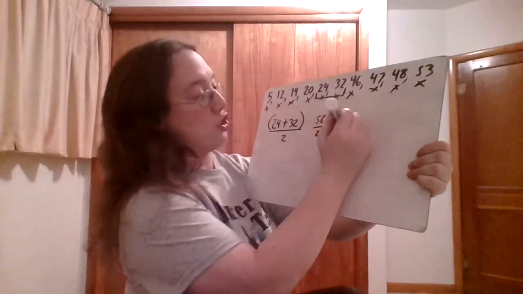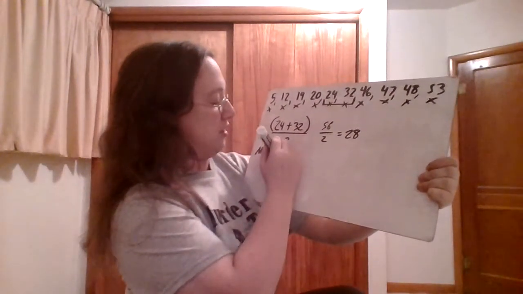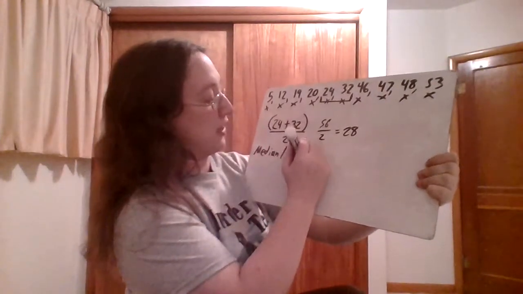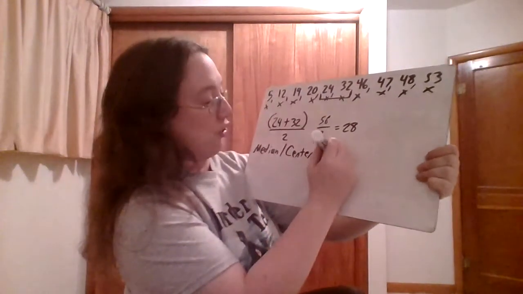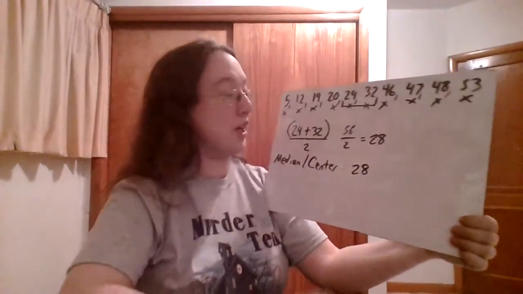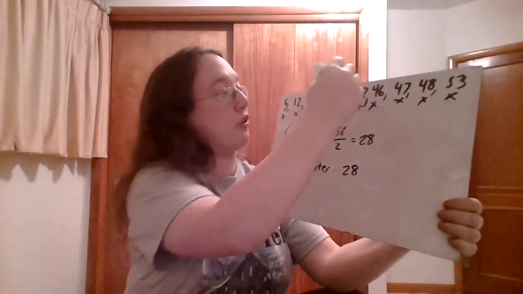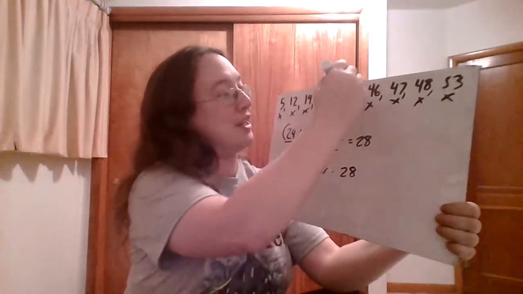Divided by 2 is 28. So our median, or our center, whichever thing we're calling that, is 28. Okay, and then if we want our interquartile range or our spread, we're going to look for our first quartile and we're going to look for our third quartile. So we're going to split it at our median.